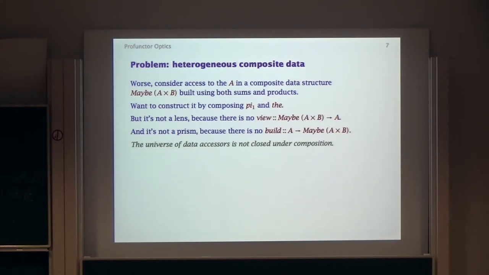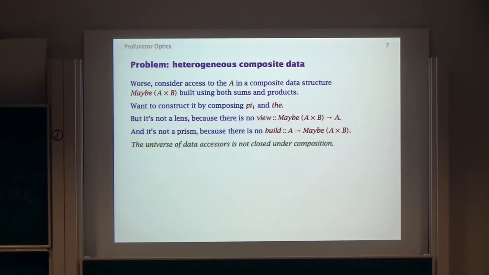It's not a lens because there's no view function. A view function would take maybe A cross B and produce an A. And if that optional value really does have an AB pair in it, sure, you can get an A. But if it doesn't, you're stuck. If you have no information, there's no way you can get the A. So there's no view function to fulfill the promise of the lens interface.